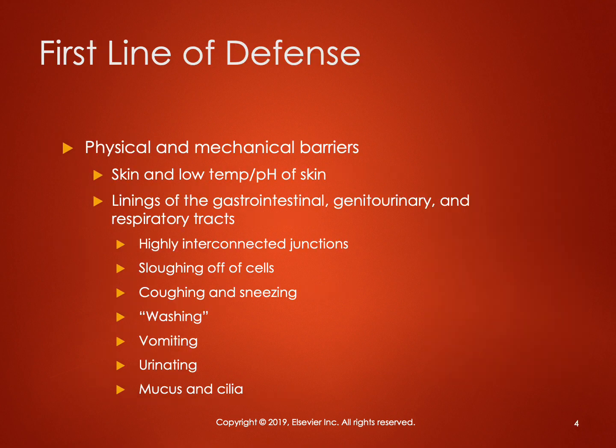When talking about the first line of defense, it is important to remember that there are some natural barriers that exist to help our immune system. These natural barriers consist of things like the physical barriers, the mechanical barriers, and the biochemical barriers. Our physical barriers, as you can relate, are things like the skin. Or we also talk about the linings in our GI tract, our GU tract, and our respiratory tract.